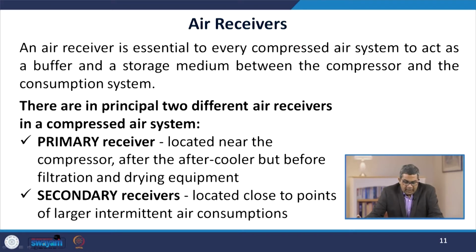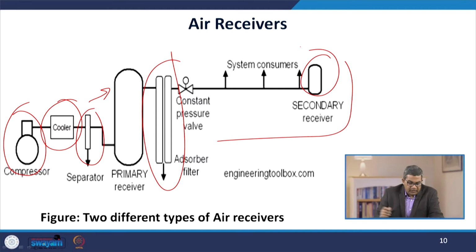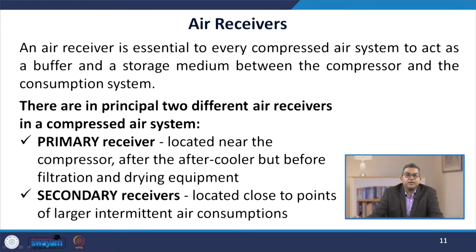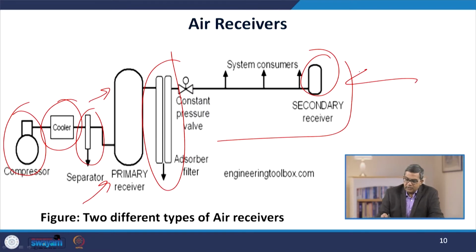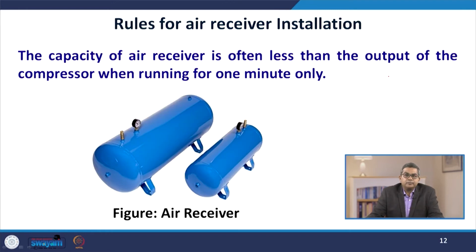Now as per the previous figure, you see there are two different types of air receiver. One is the primary receiver and the second one is the secondary receiver. The primary receiver is located near the compression unit, if you see over here, after the aftercooler but before the filtration and drying equipment. And the secondary receiver is located close to the point of larger intermittent air consumption. You see this is situated over here.